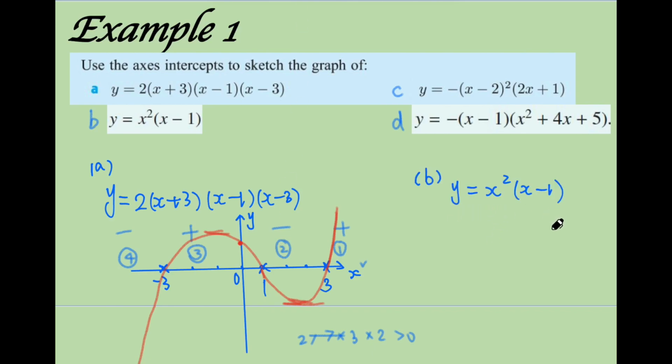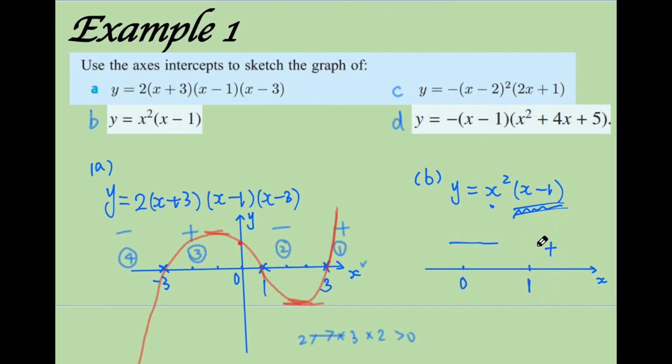Let's look at part B. So the coefficient of x cubed is still positive, then the graph should be climbing up, double hills. We have one repeated factor, which is x, then for this one we label the x-intercept as 0, and for x minus 1 we will get x-intercept 1. The sign of the graph will be determined only by this factor x minus 1. And to the right of 1 it is positive, and to the left of 1 it is negative.